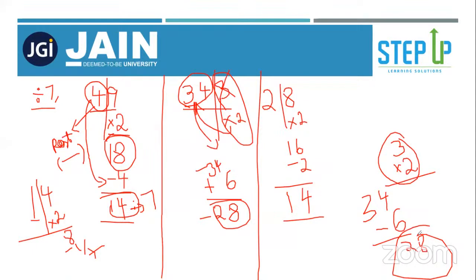Is 28 divisible by 7? Yes. Then 343 is also divisible by 7. That's all.